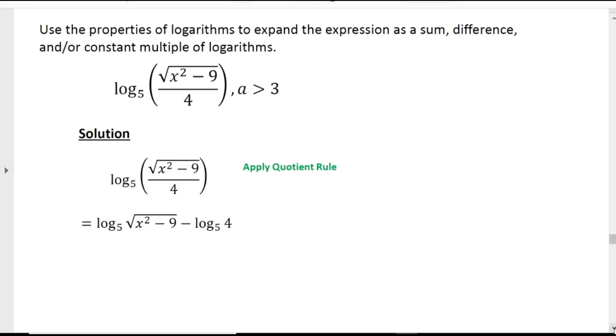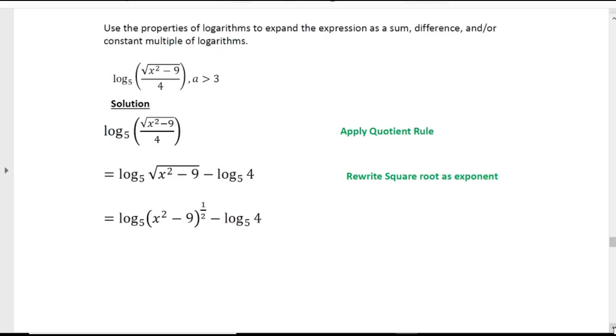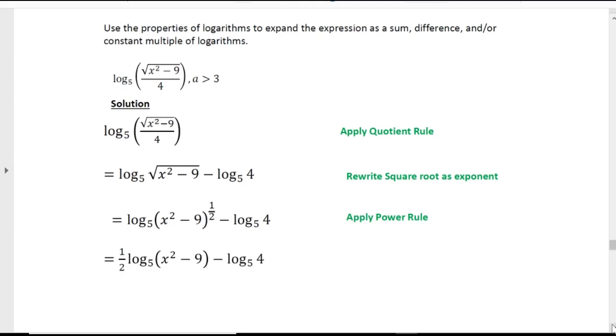Then we can take the square root and write it as an exponent. So the square root can be written as a power of a half. And then we can use the power rule, which means that we can take our exponent to the front. So we're going to have 1/2 log base 5 of x squared minus 9 minus log base 5 of 4.